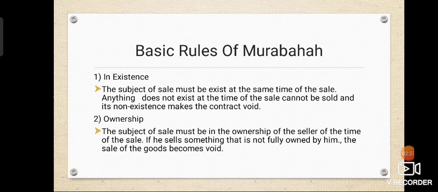Next, second is ownership. The subject of sale must be in the ownership of the seller at the time of the sale. If he sells something that is not fully owned by him, the sale of the goods becomes void. This means that the goods must be fully owned by the seller if the seller wants to sell it to another party. If the goods sold are not fully owned by the seller, then the sale will not happen or will be cancelled.